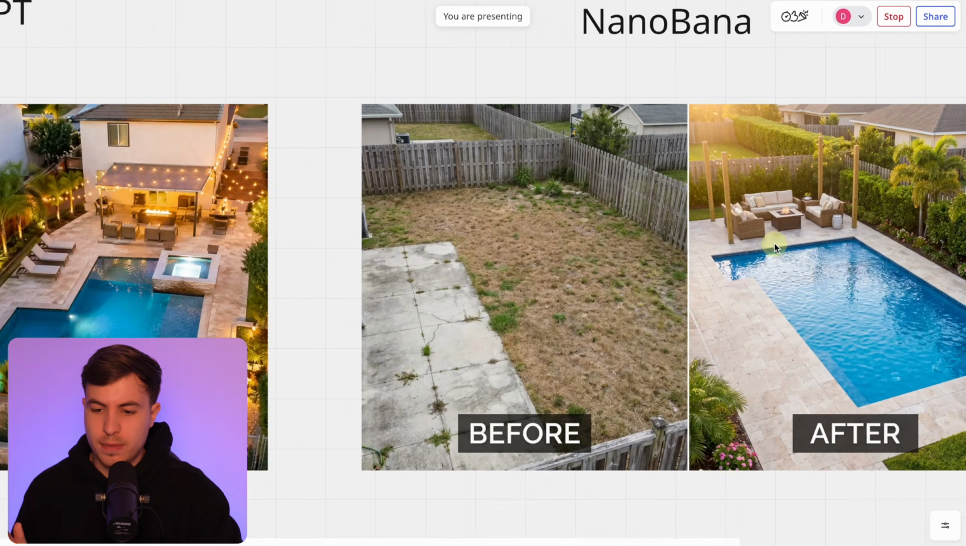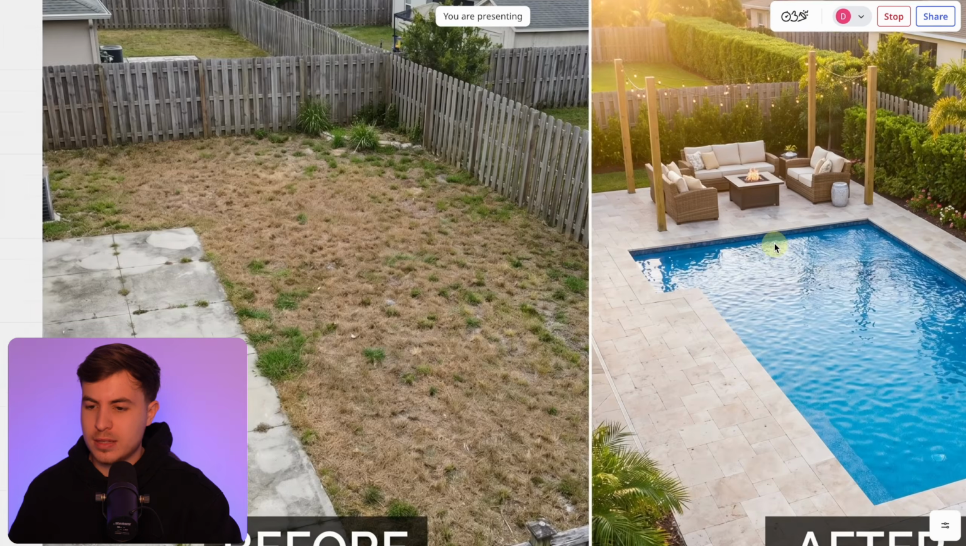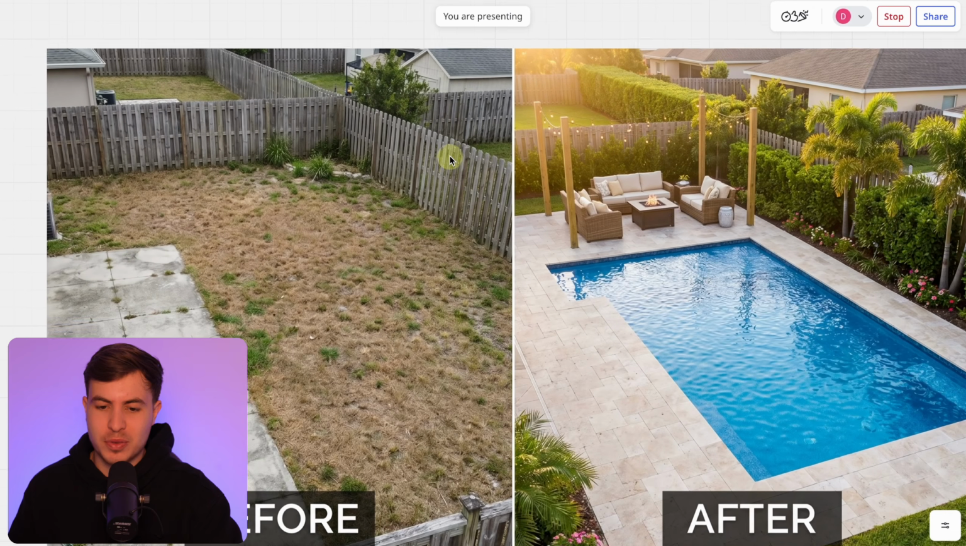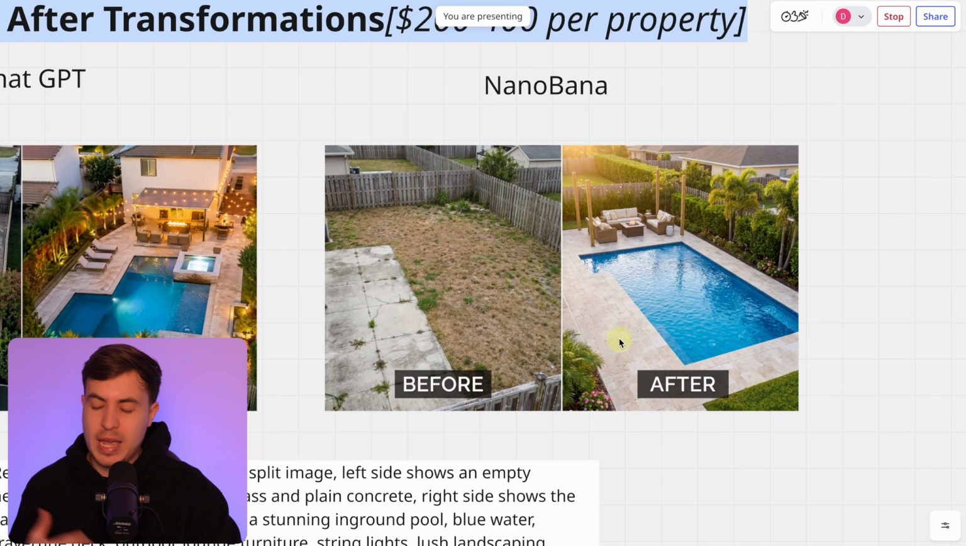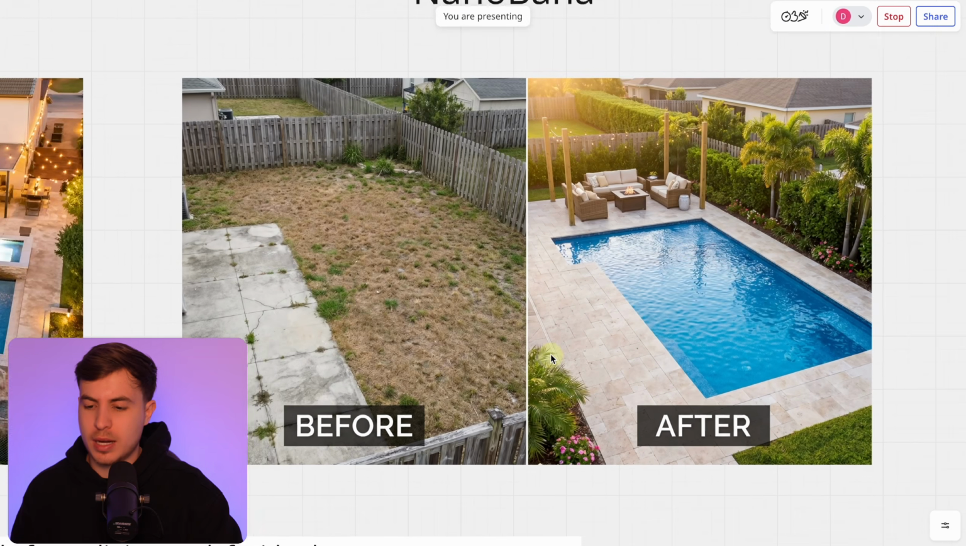So we have Nano Banana. This one I think looks okay. The dead giveaway for me that it's AI is the fact that it even improved the neighbors' yards. However, would the average person scrolling through here really be able to tell? I'm not sure. If someone were to use this in an ad, I don't know.